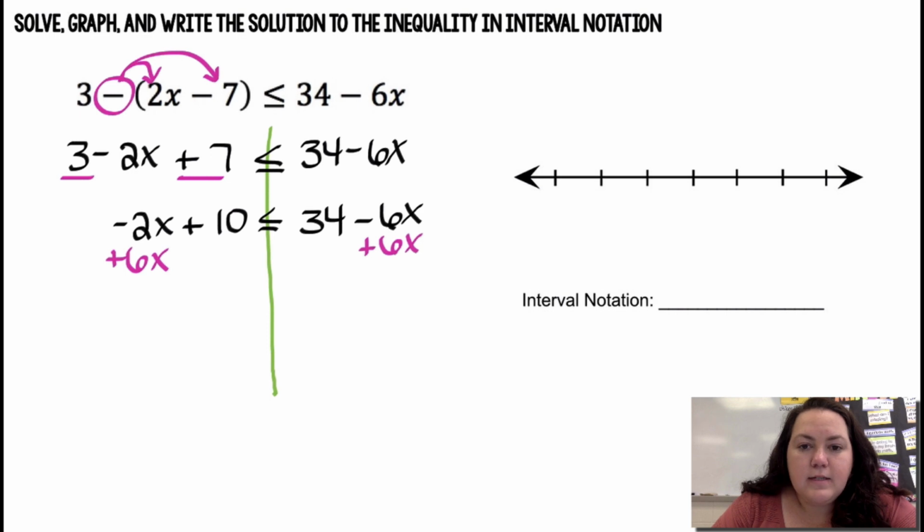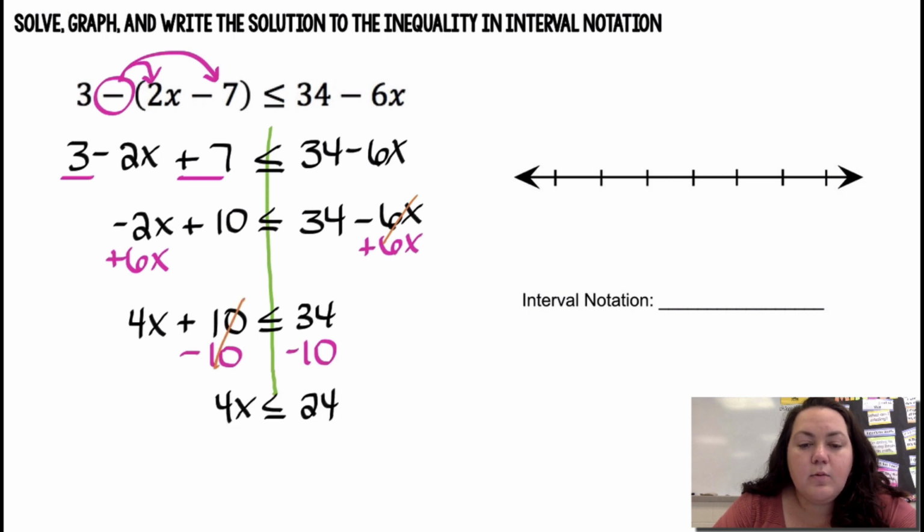I'm going to move the 6x. It was a negative 6x, so I'm going to add 6x to both sides. That gives me 4x plus 10 is less than or equal to 34. I'm going to subtract 10 on both sides. So that gives me 4x is less than or equal to 24. Then divide both sides by 4. X is less than or equal to 6.